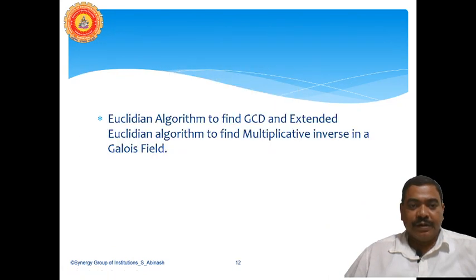So here, the Euclidean algorithm to find the GCD and the extended Euclidean algorithm to find the multiplicative inverse in a Galois field. First we will discuss the Euclidean algorithm, and then we will discuss the extended Euclidean algorithm.